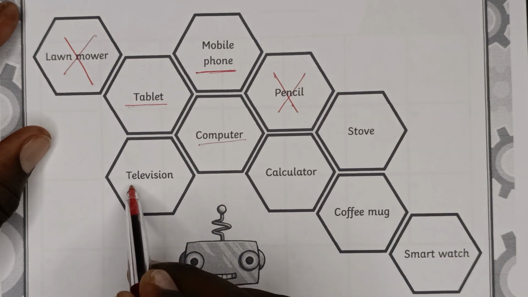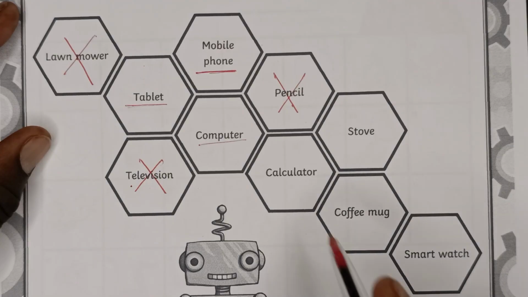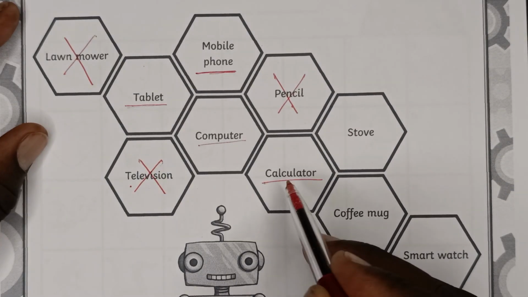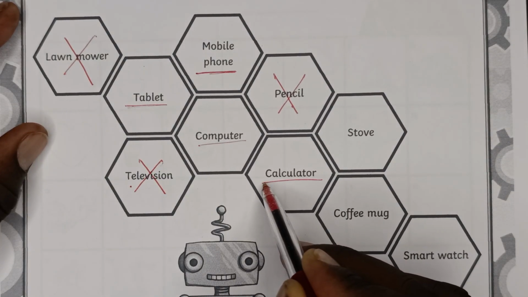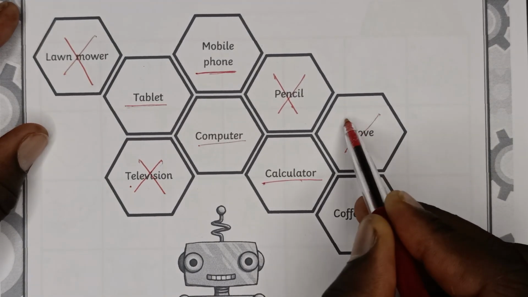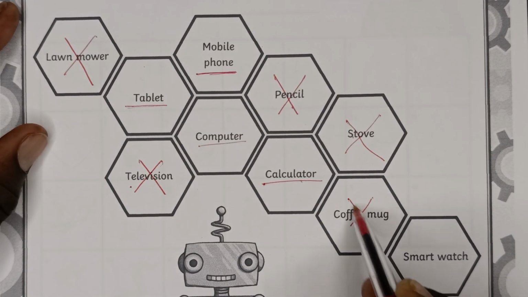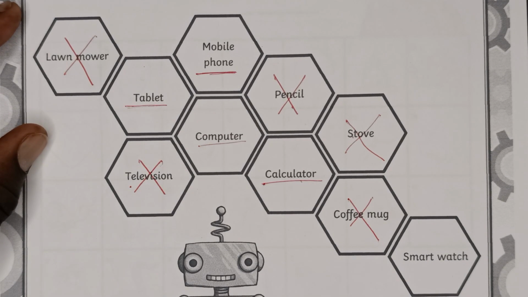A television is not a computing device. A calculator, yes, a calculator is a computing device. A stove is not a computing device. Then a coffee mug is not a computing device. A smartwatch is a computing device.